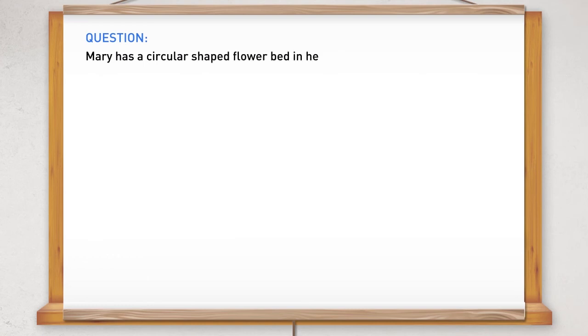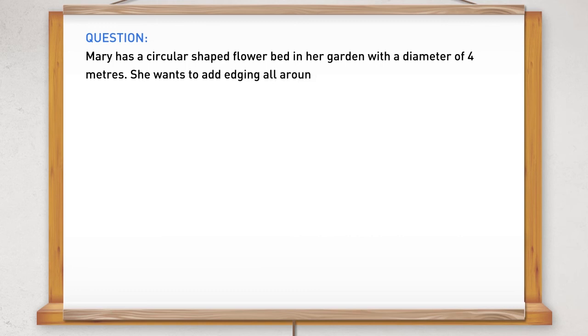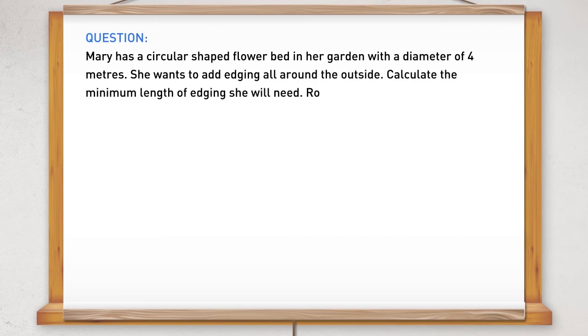Here's another one. Mary has a circular-shaped flower bed in her garden with a diameter of 4 metres. She wants to add edging all around the outside. Calculate the minimum length of edging she will need. Round your answer to 2 decimal places.